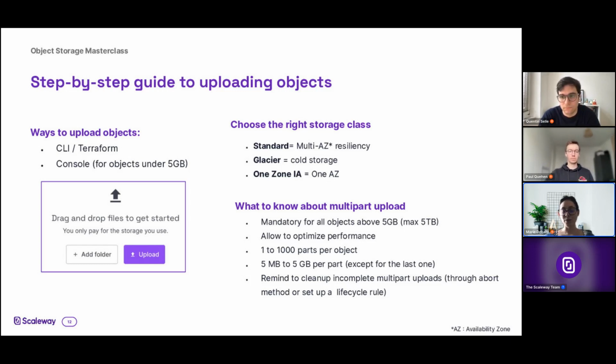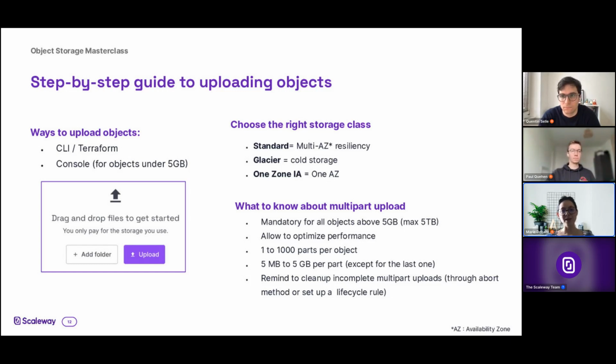When you upload an object, you can upload it with one of our 3 storage classes. We have 2 hot storage classes, the multi-AZ class and the One Zone IA class, which is less resilient, but depending on your use case, it can also be interesting. And the Glacier class, which is for cold storage purposes.